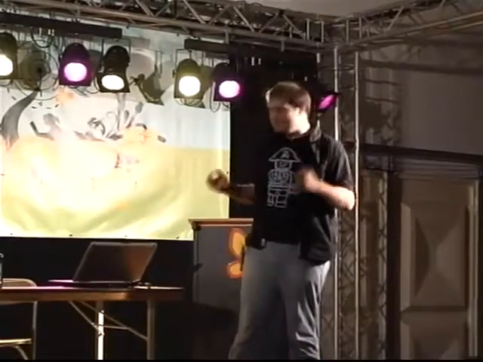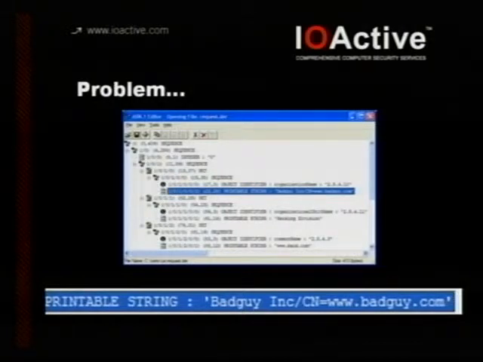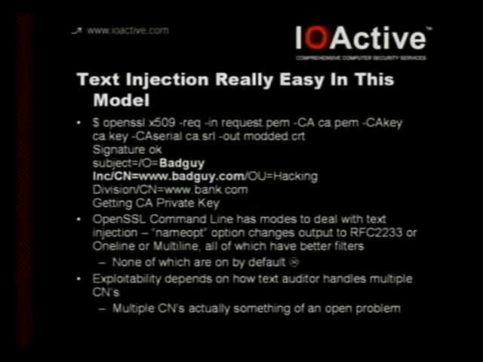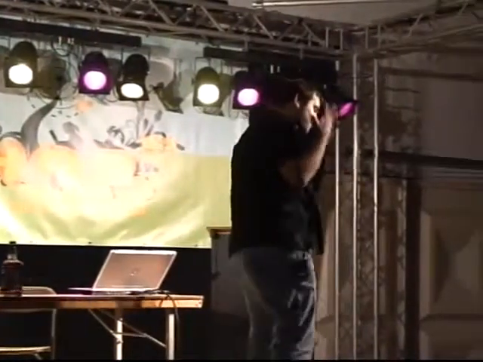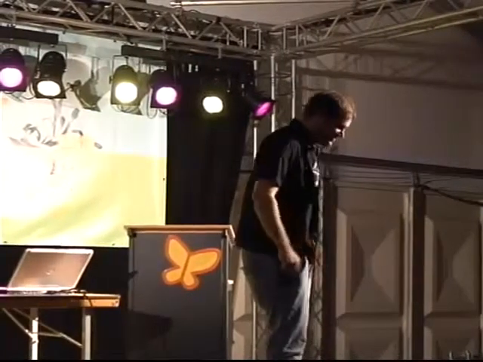Now, this should obviously bring to mind the idea of injection attacks. What if you have a string in there that says, oh, organization, my organization is badguyincorporated/cn equals www.badguy.com. And indeed, you get a straight-up injection in the output of all three of the tools. You'll get O equals badguy.com/cn equals www.badguy.com. Now, OpenSSL can defend itself from this. There's an option called nameopt. There are 4 different values you can put in there. All 4 of them are secure against this sort of injection. Not a single one of them is enabled by default. Damn.